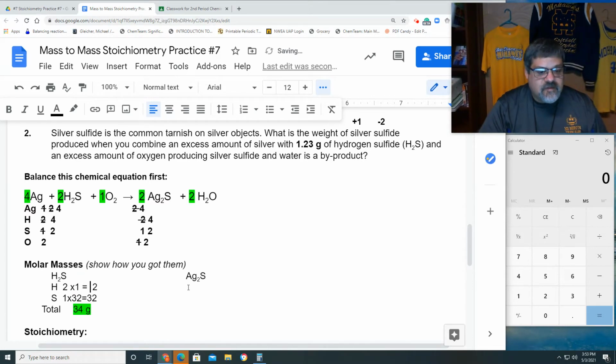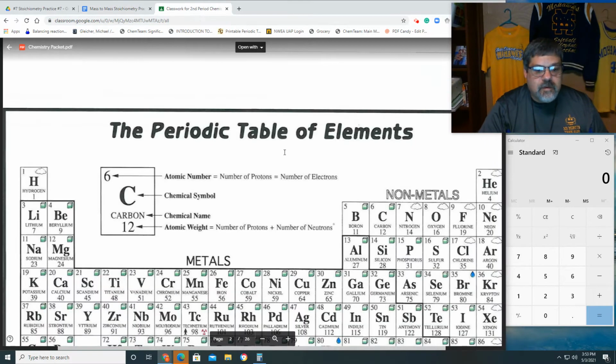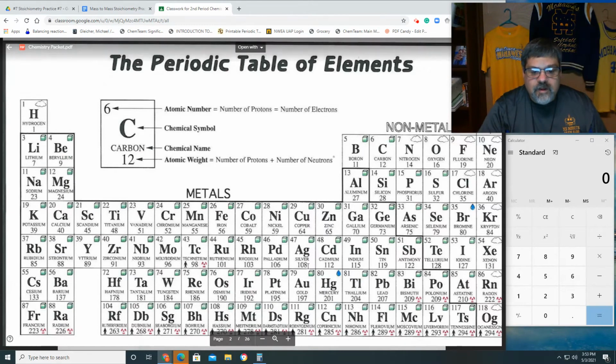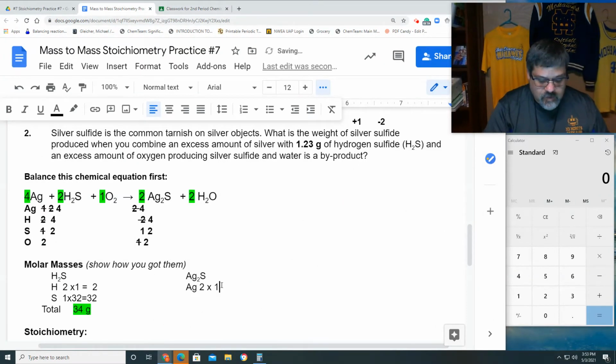Okay, so let's go over to the silver. We have Ag. We have 2 of them. We're going to multiply that by the molar mass. The molar mass, according to the periodic table, is 108. So we're going to go back to our thing, and so 2 times 108 equals, and I'm going to just do that in my head, it's going to be 216.